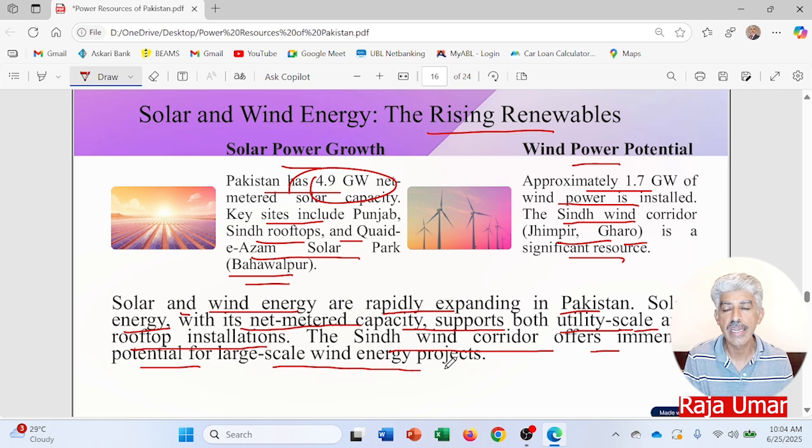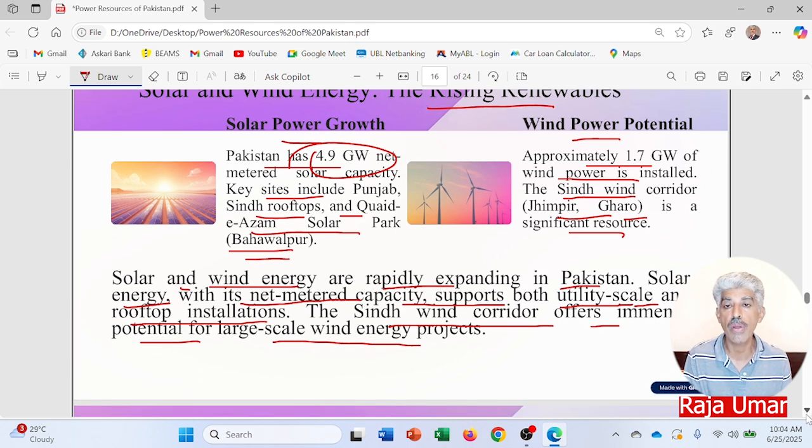So we should be working on these projects to have more energy resources available for us, so that we may be able to overcome the energy crisis in Pakistan.